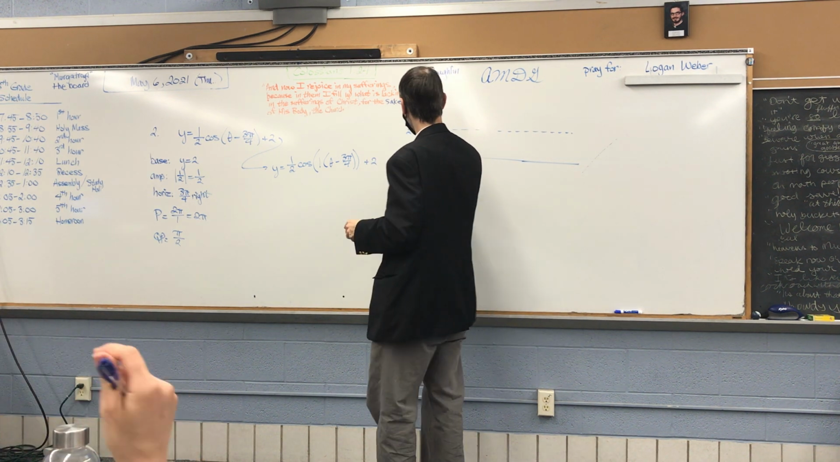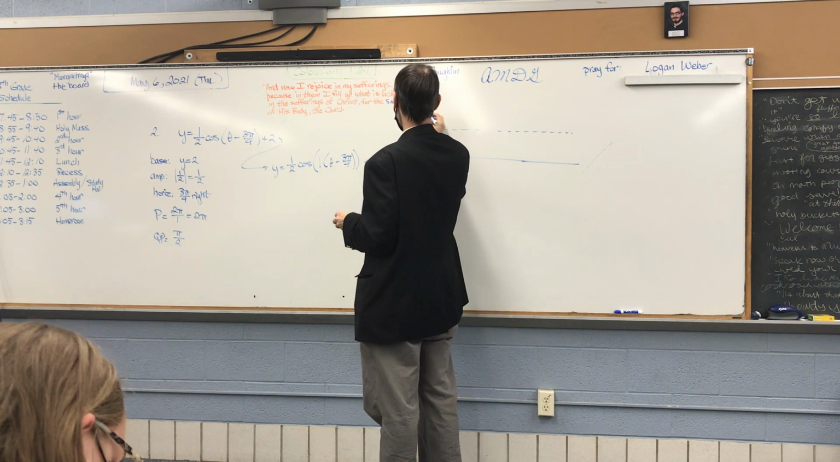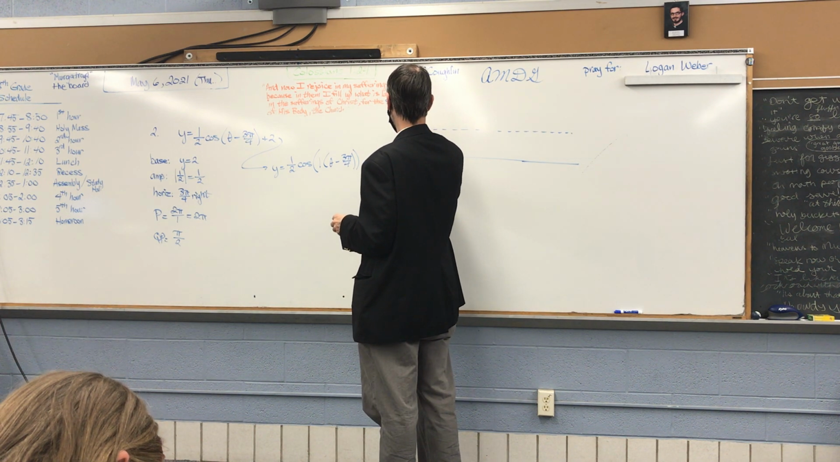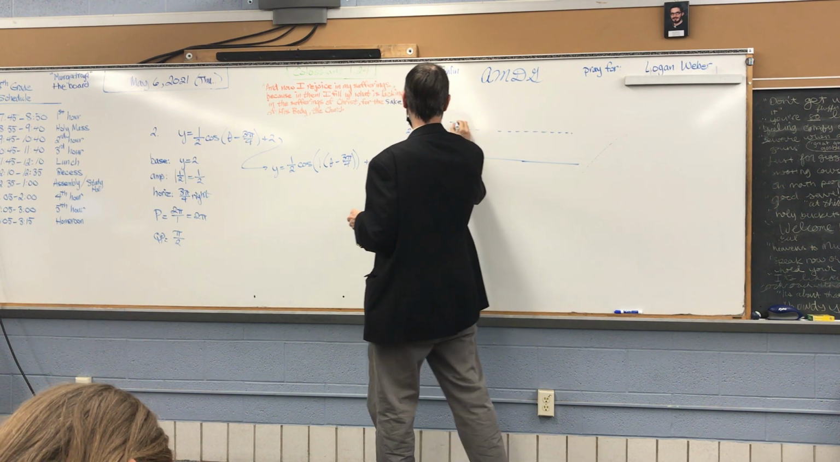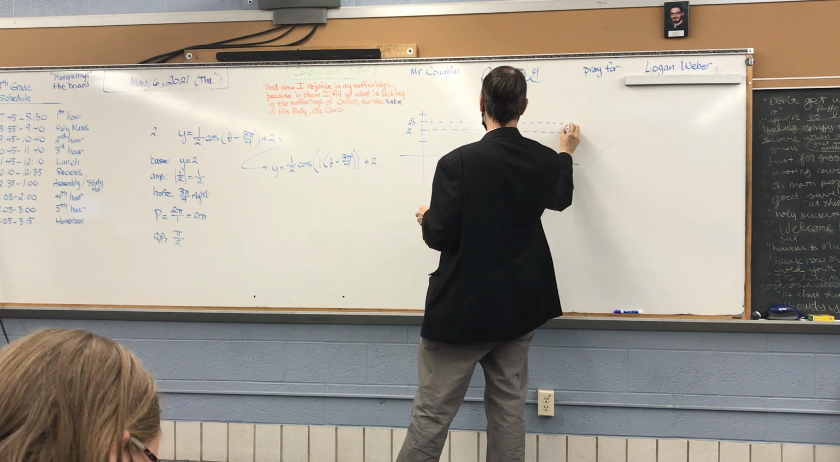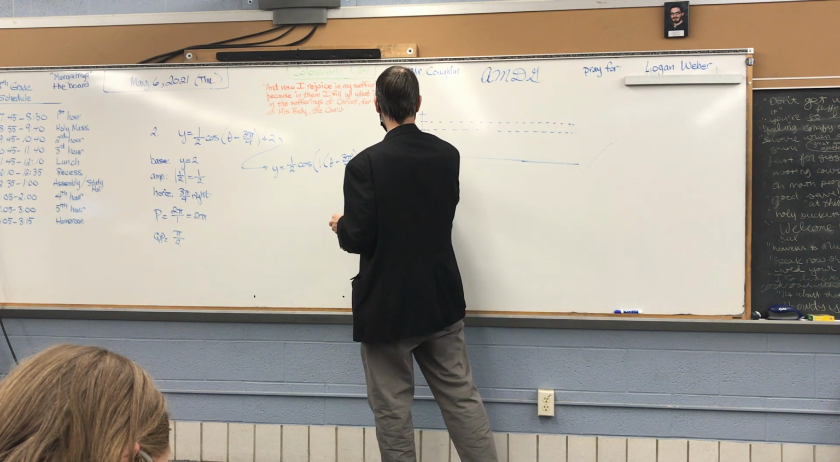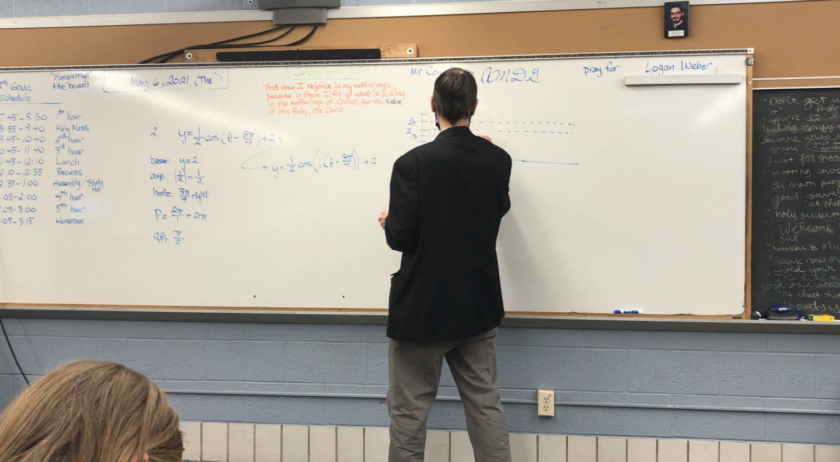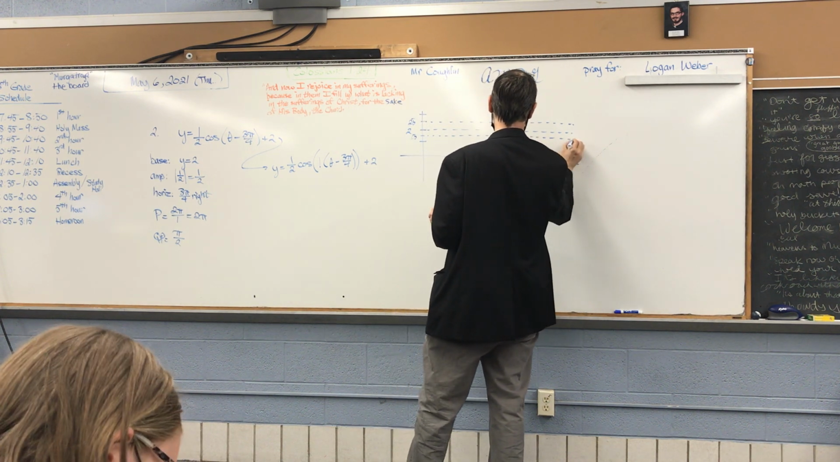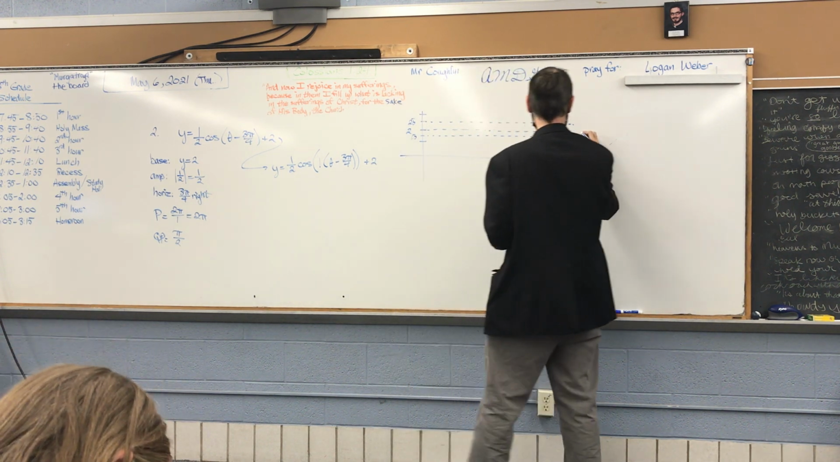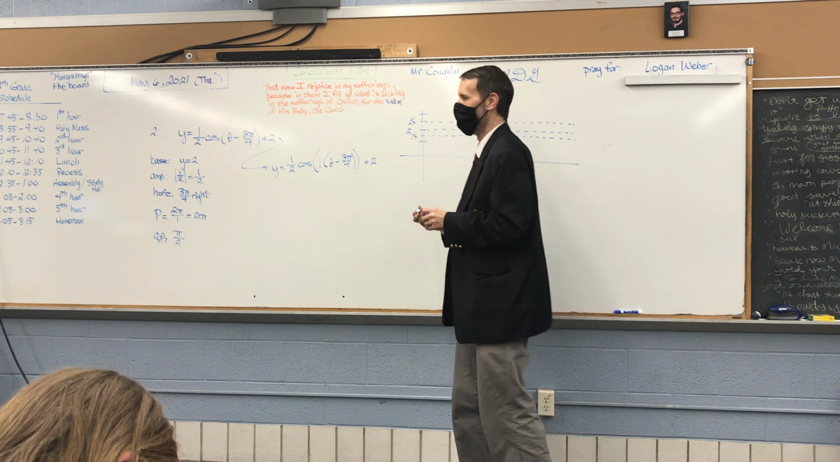Max is where? 2.5, good. And where's the min? 1.5. Right, because the amplitude is 1/2, so it goes up and down half a space. So here's the base, max, min.